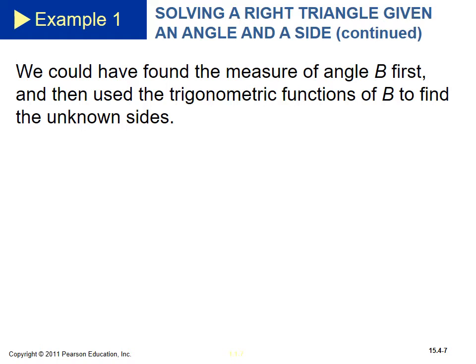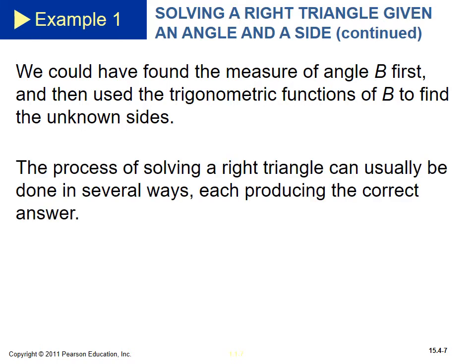Okay, so you could have found the measure of angle B first, and then used trig functions of angle B to also find the unknown side. So you can use this process a couple different ways, and all of them are going to produce correct answers.